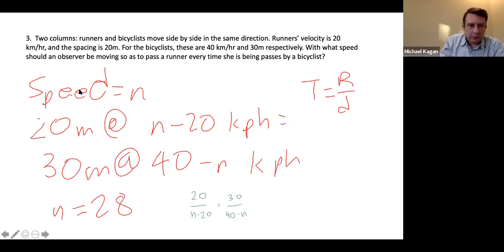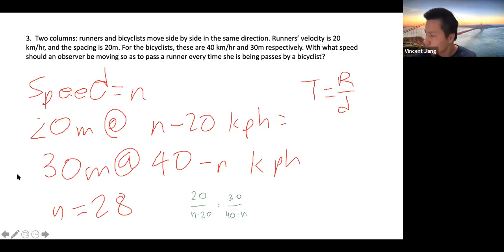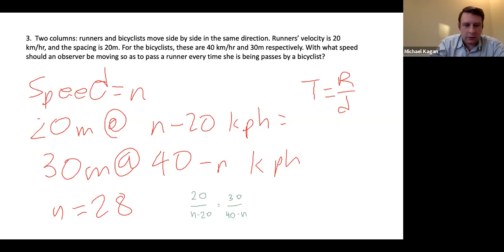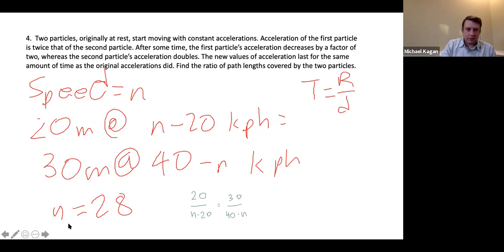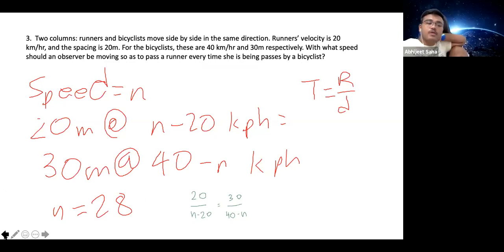Okay, and Vincent seems to agree with you, but some other people don't. So those of you who don't agree with this answer, what is, by the way, 28 what? Well, kilometers per hour, right? Yes. Right, so how did he arrive at this? He got speed equals n.